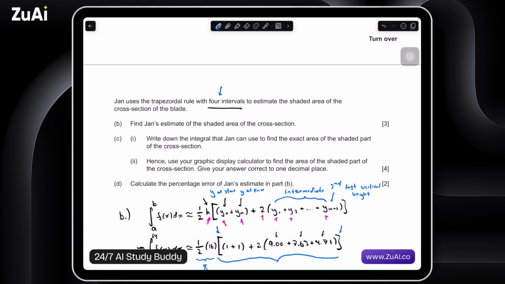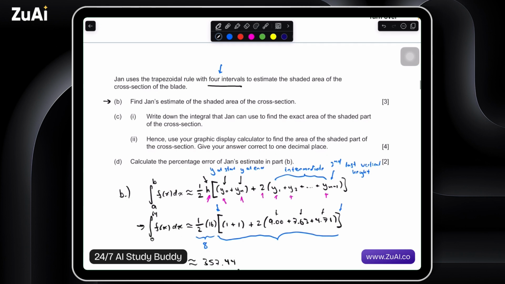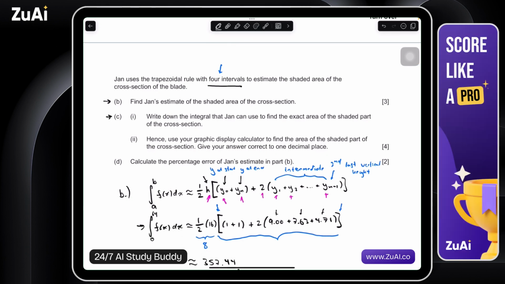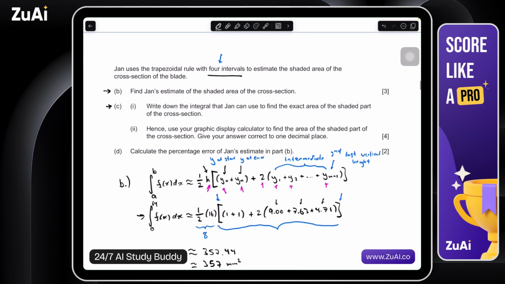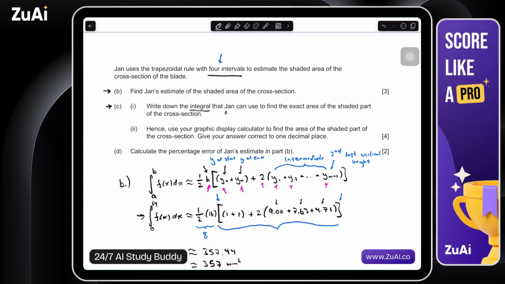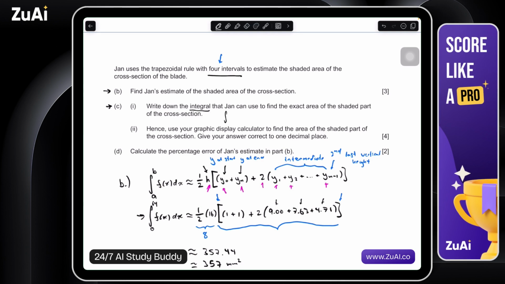All right, so find Jan's estimate for the area of the cross-section. We did that. Now part C, write down the integral that Jan can use to find the exact area of the shaded part of the cross-section. So we want to write an integral. That means we're talking about our sum of the area under the curve.